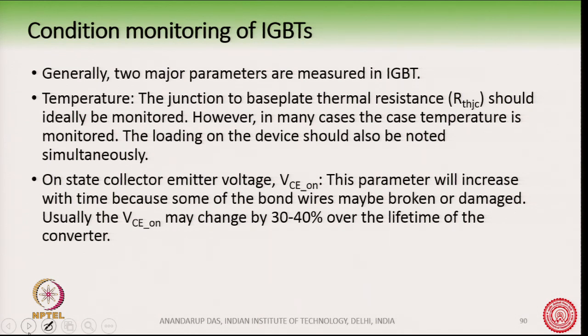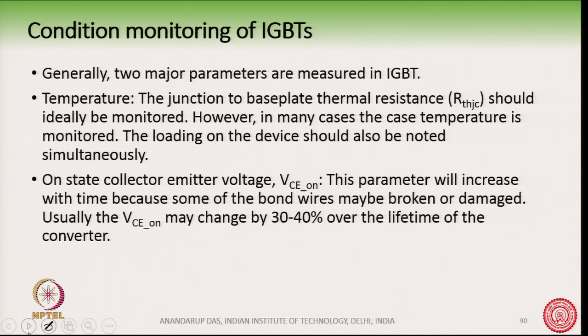Another very interesting parameter that can be observed is the on-state collector-emitter voltage, VCE on. Again, this will also increase with time because some of the bond wires may be broken or damaged. Usually in an IGBT, this VCE on is about 1.7 to 2 volts, but it can go very large, up to 3.4 volts under the same loading condition.